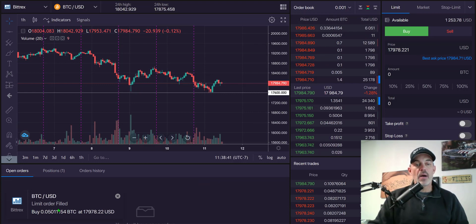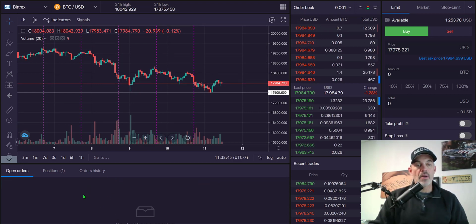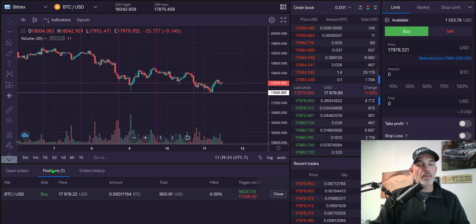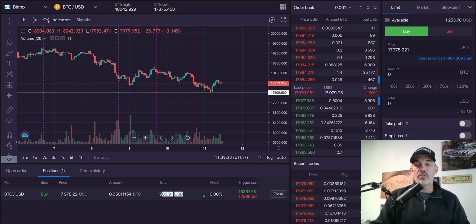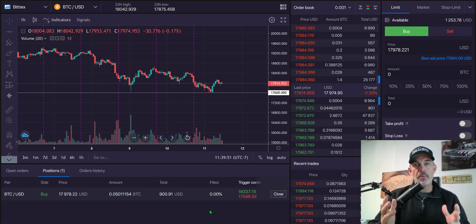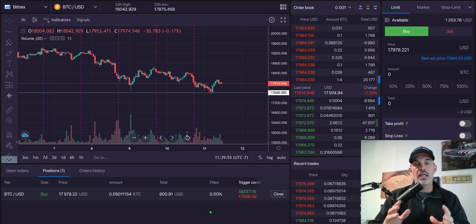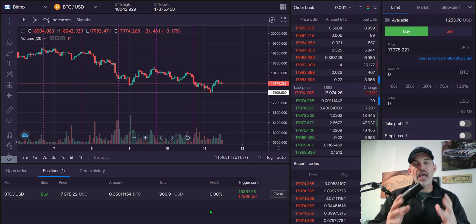And just like that, my order was filled. So it didn't take very long. I got my order filled. And if we click on positions, you'll see I now have a position set up for around $900. You can see my triggers on my stop loss and my first take profit level. And so I think that pretty much wraps it up. I just really wanted to show you how easy it is to place a smart order using the Bitsgap's new trading platform software.